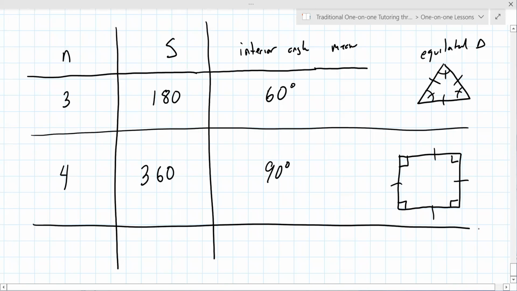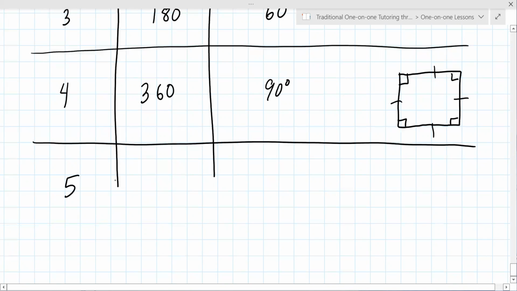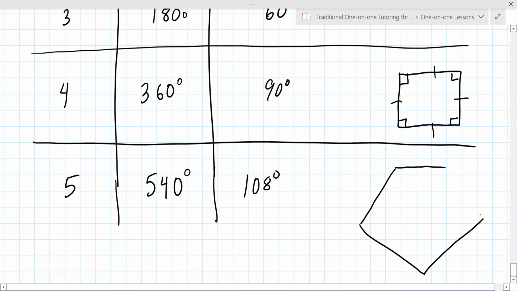Okay, now let's go to a 5-sided one here. This is the first one that doesn't work so well, but we'll still do it. What is 540 divided by 5? 108. So here's what that means in a pentagon. It means that each of these angles is 108 degrees. Okay, that's what's going on there with that one.